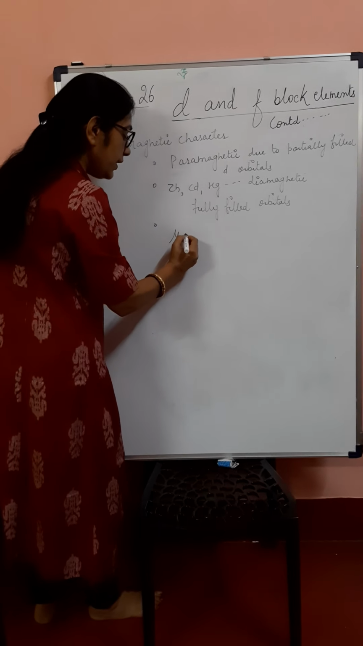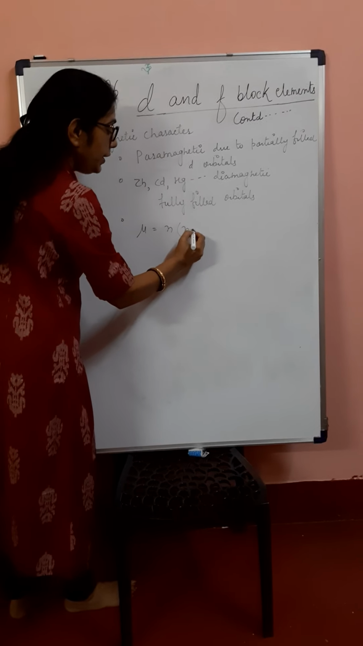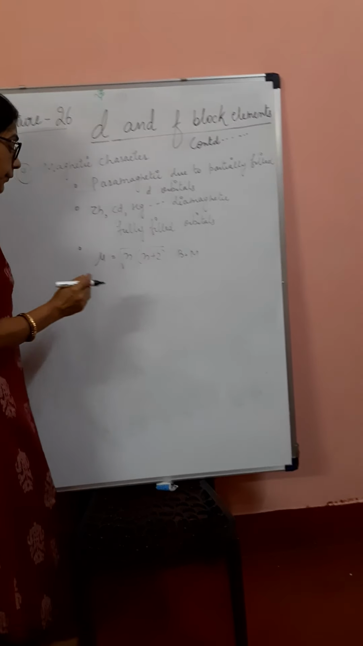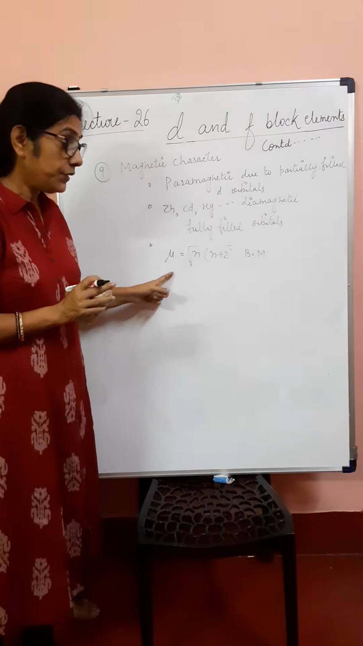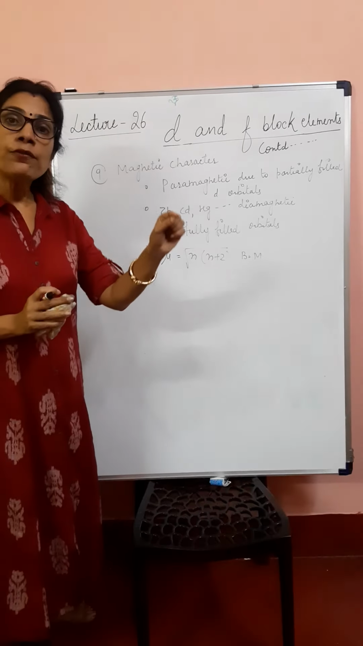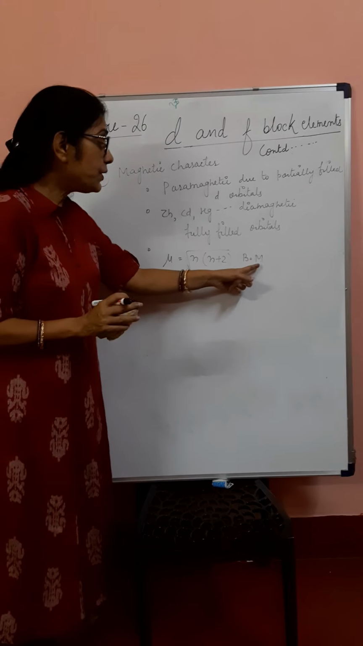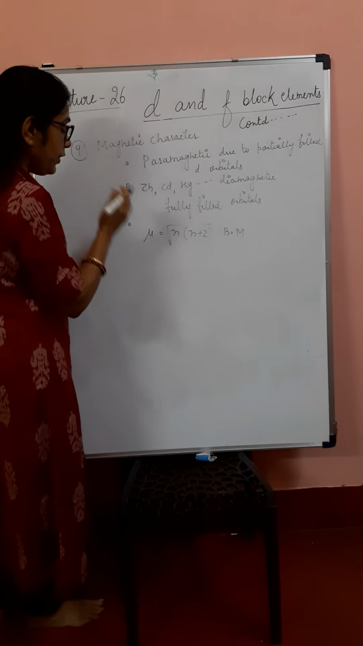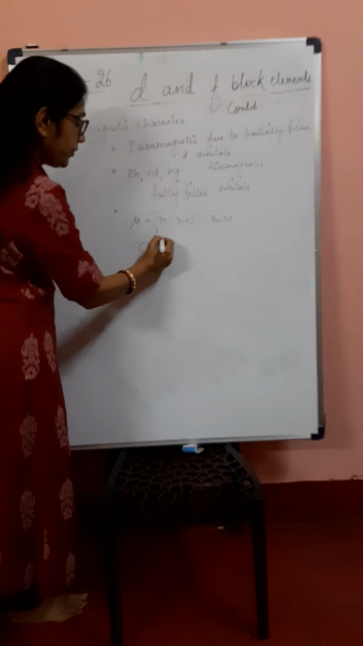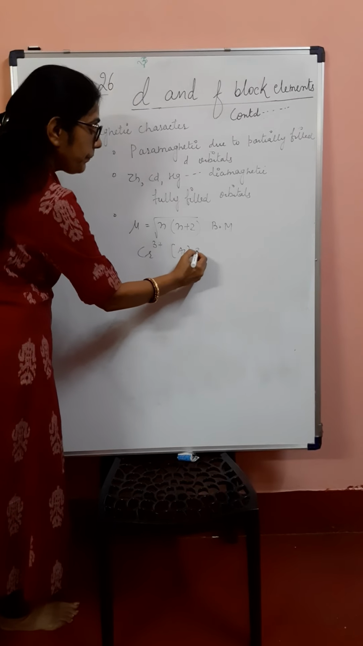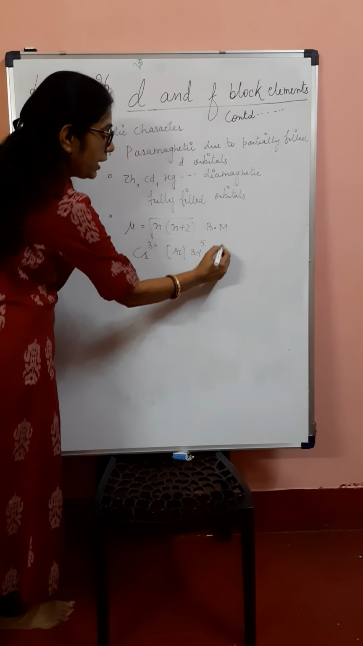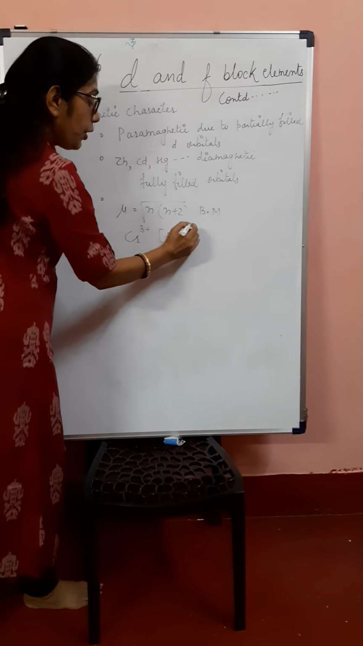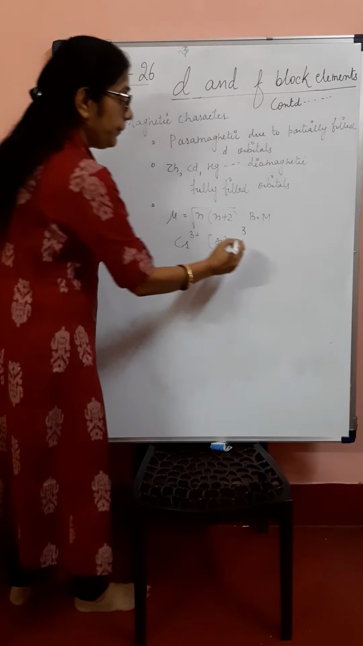For that the formula is mu equals root of n into (n plus 2) BM. What is mu? Magnetic moment. What is small n? Number of unpaired electrons. And BM is the unit which is known as Bohr magneton. Take an example. Suppose we have to calculate for chromium +3. So chromium is argon 3d5 4s1. So in the +3 oxidation state, 1 electron goes from here, 2 from here. So it will be argon 3d3.